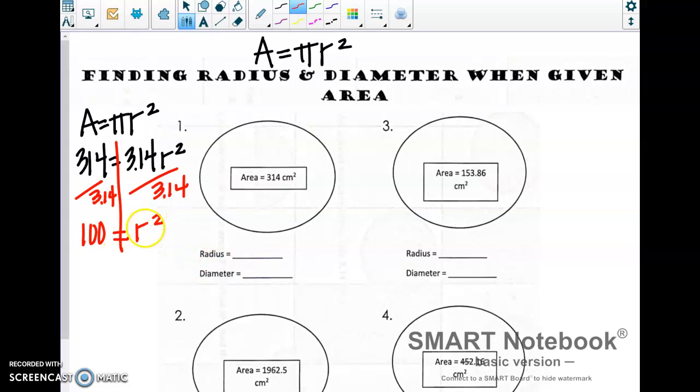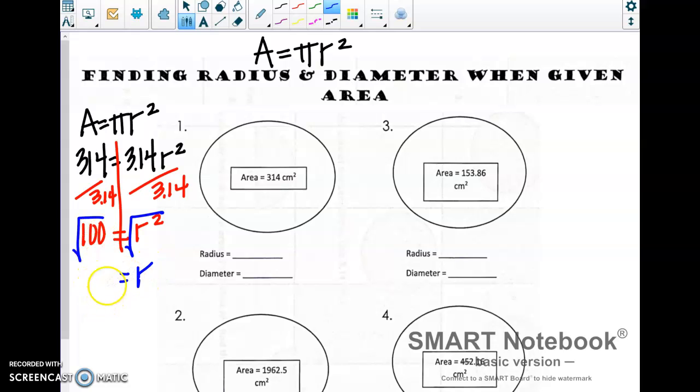Now, I don't want r squared, I want just r, I want radius. So I could think, what number squared equals 100? What number times itself equals 100? Or I could think about what process unsquares a number. I don't know if that's a very mathematical term, but to unsquare a number, you take the square root. So I'm going to take the square root of both sides, because whatever you do to one side, you have to do to the other. When you take the square root of r squared, you're left with r, which is what we want.